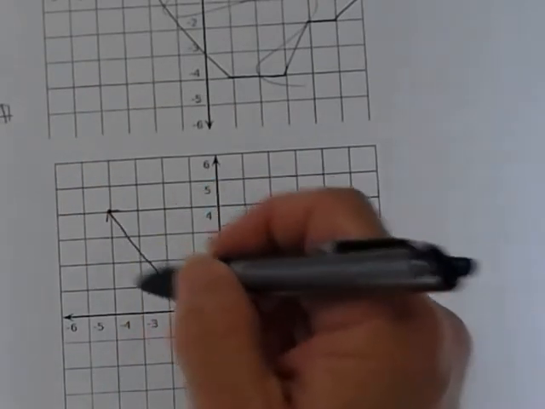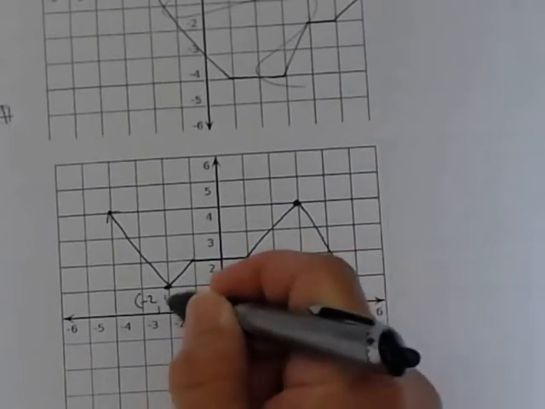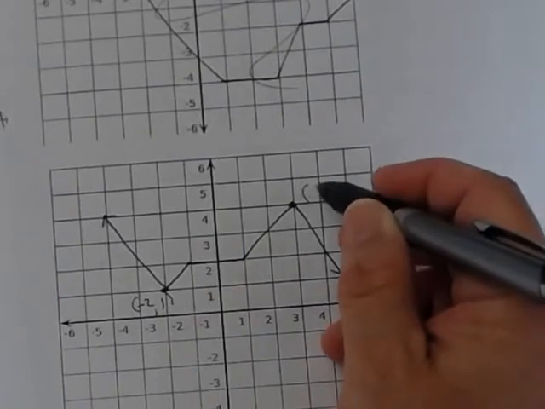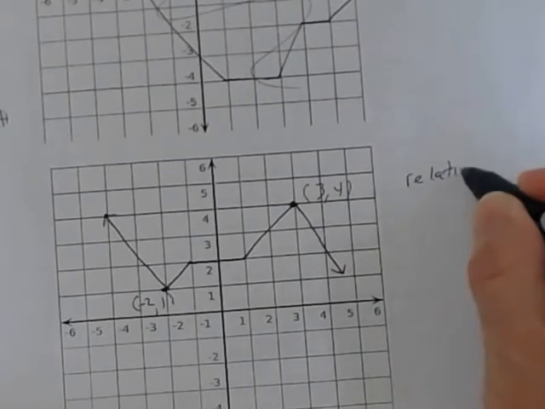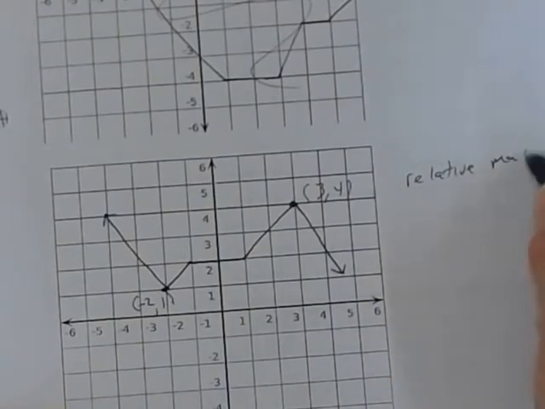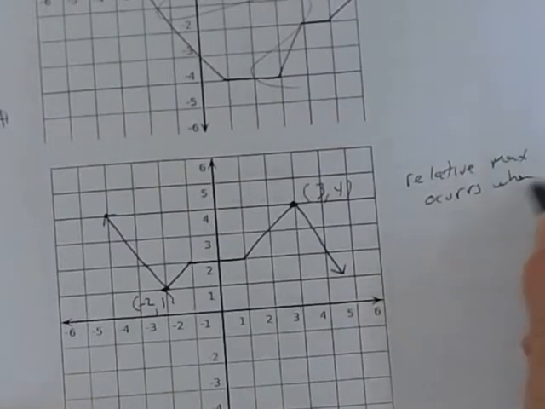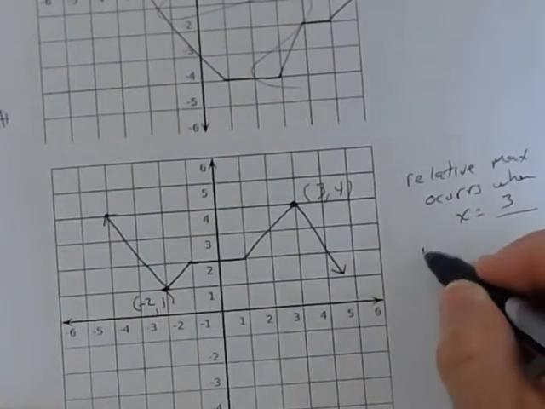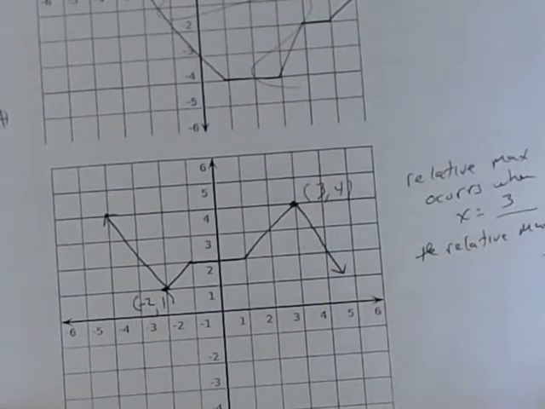All right. But this right here, this point is going to be what? Negative 2, 1. And this is 3, 4. So the relative max occurs when x equals what? 3. And the relative max is 4. Okay?